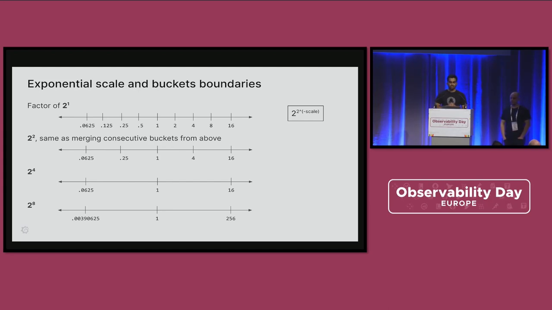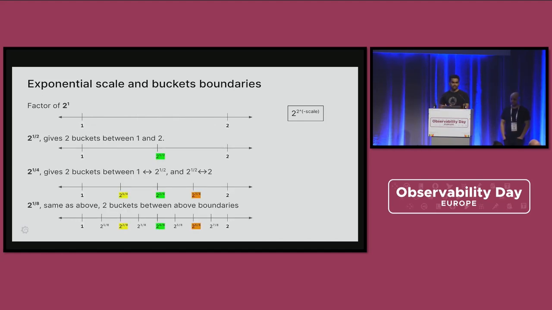And let's say this resolution was too high for you. You want to reduce the resolution. So you just change the scale to, let's say, minus 1. So you get 2 power of 2 power of 1, which is 4. So the bucket boundaries are now like 1, 4, 16, and so on, and the similar thing on the other side. Similarly, there is 2 power 4, 2 power 8, and so on. You are reducing the resolution in this direction.